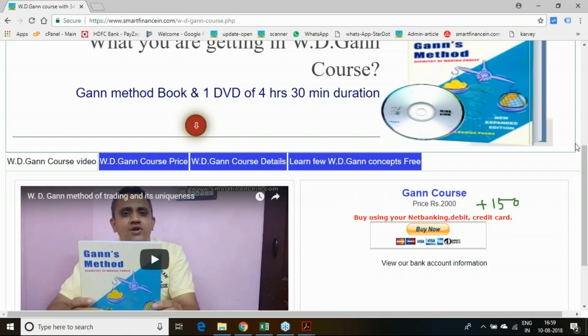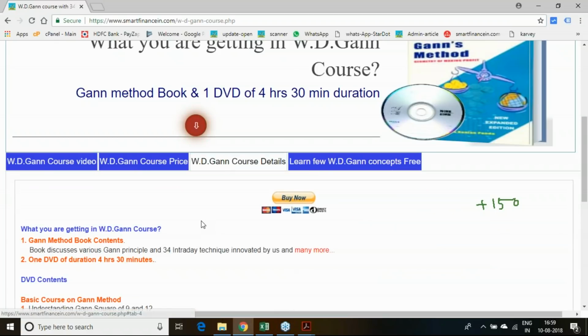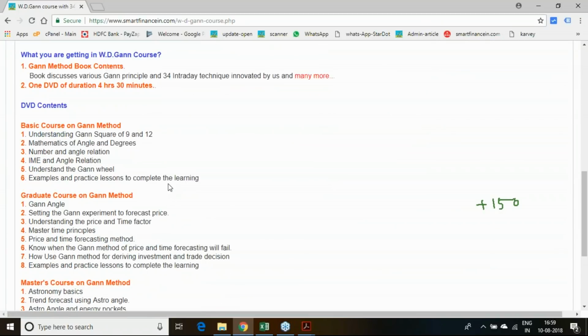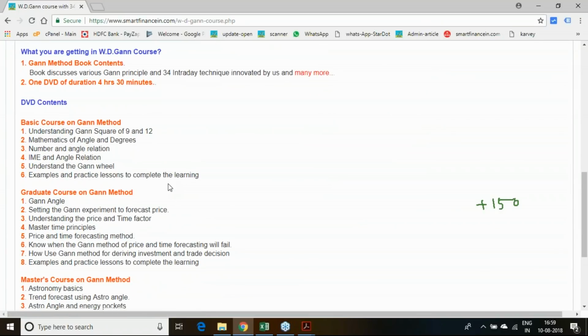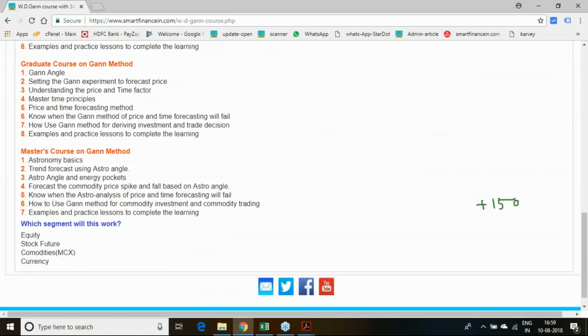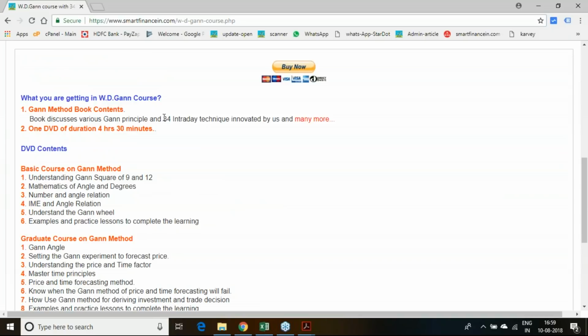Once you complete this course, you will be able to do similar time analysis on your own. Once you complete this course, you will learn many methods of timing analysis, and you can follow any one of them. This also consists of 34 intraday trading techniques. Most of those techniques were innovated by Smart Finance, and you can follow any one or two of these methods so that you can feel the difference in your trade.